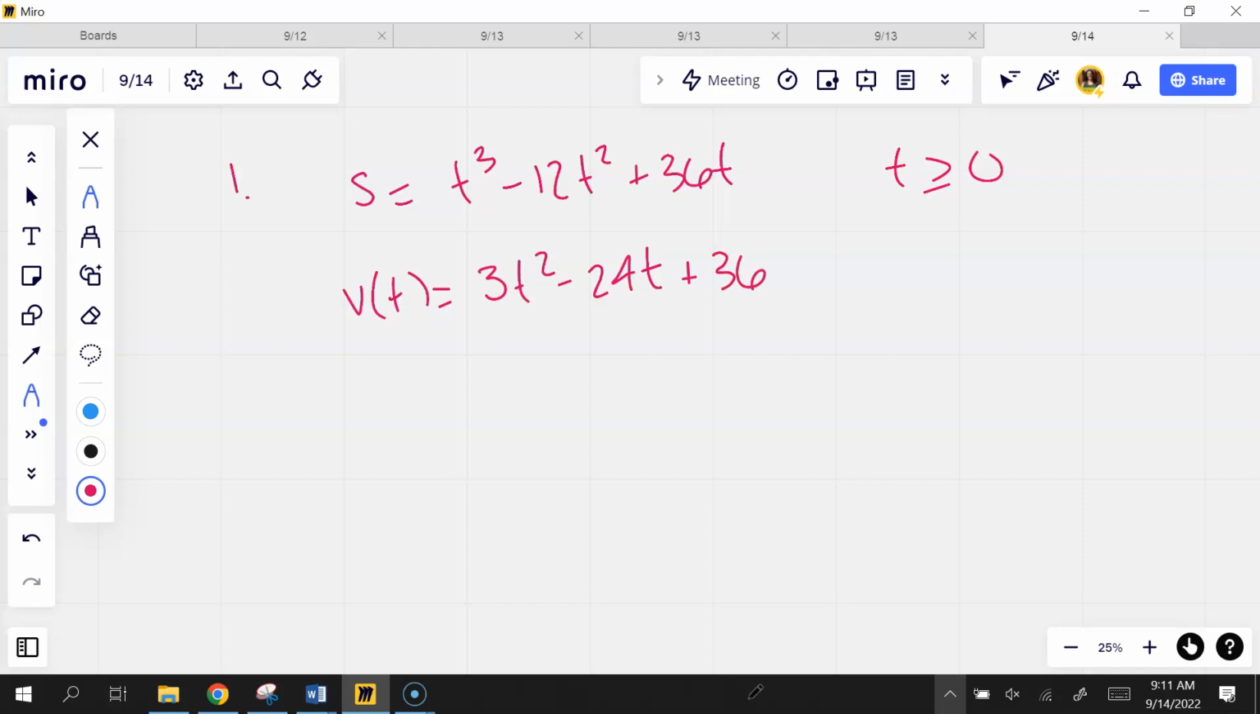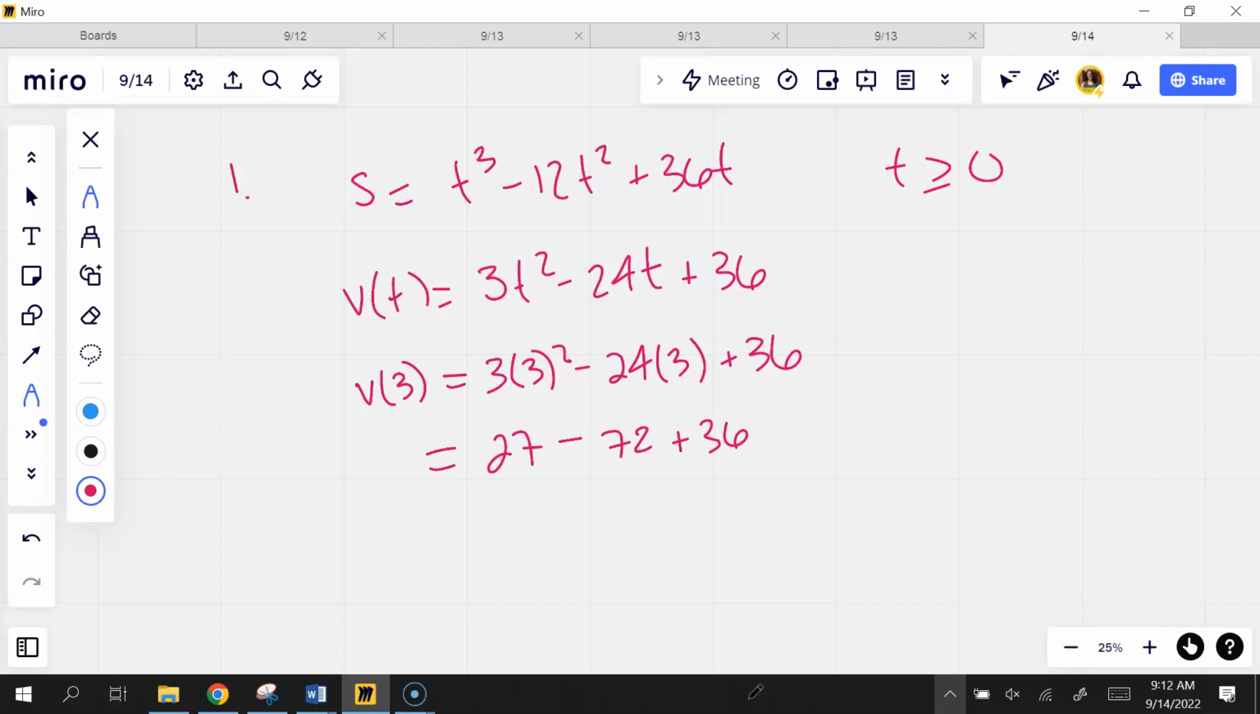What is the velocity after 3 seconds? So then I just plug in 3 to the velocity equation. So that would be 27 minus 72 plus 36. That would be negative 36 plus 27, what is that? Negative 9 meters per second.